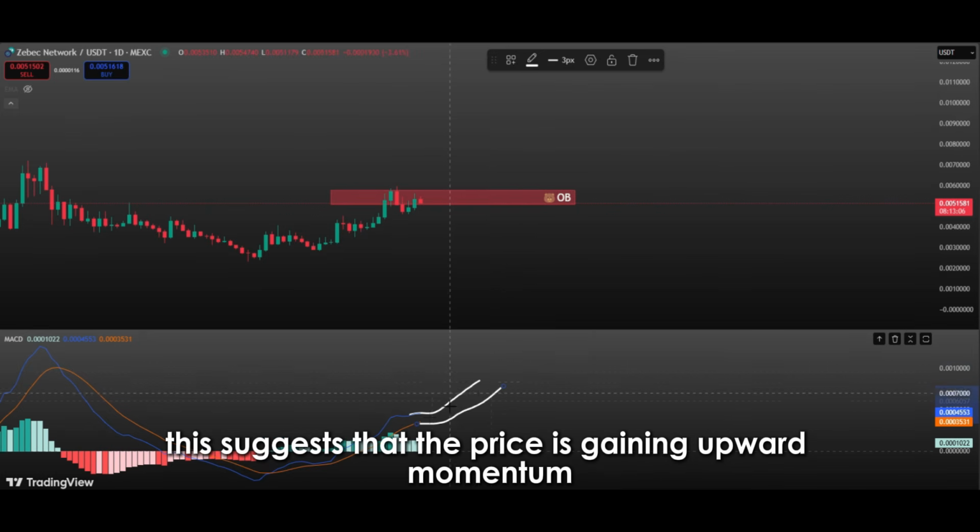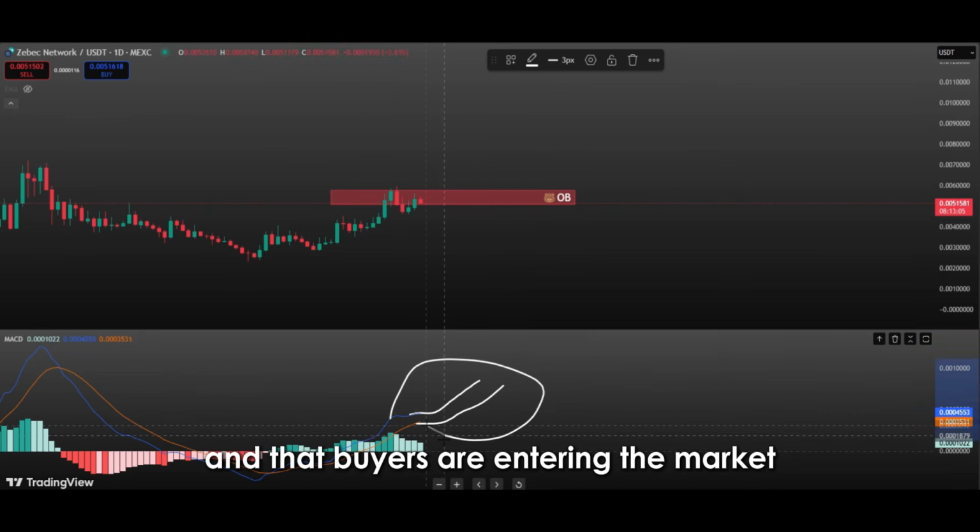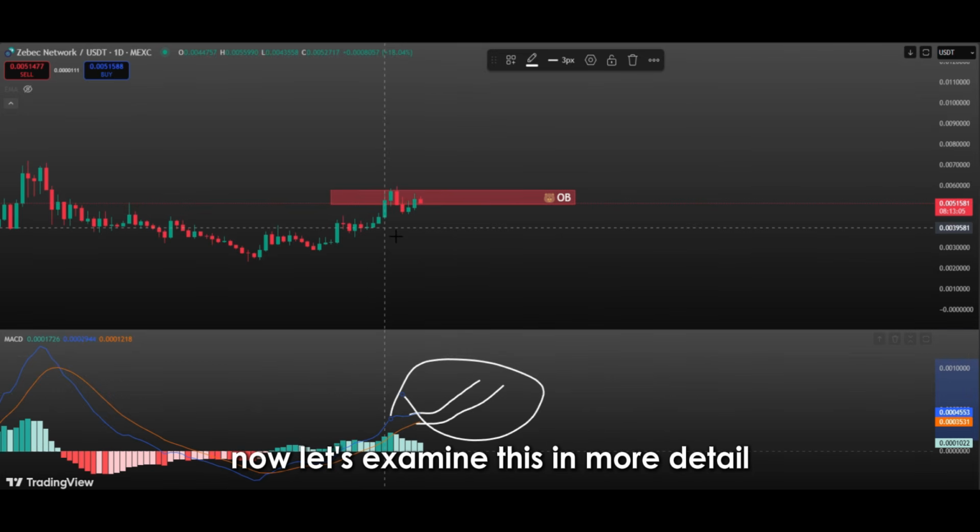This suggests that the price is gaining upward momentum and that buyers are entering the market. Now, let's examine this in more detail.